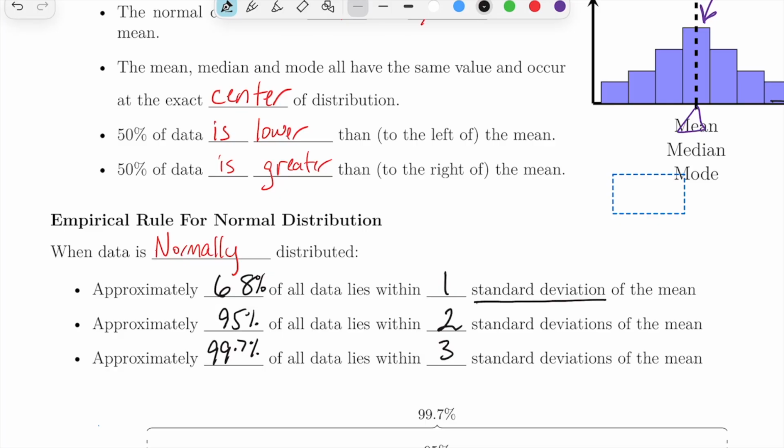Now, this rule, or this empirical rule, as it's called, also has another name. It is called the empirical rule. It's also called the 68, 95, 99.7 rule. And I know that might seem kind of weird, but you can definitely Google search that, and you'll find all the same information as if you search the empirical rule.